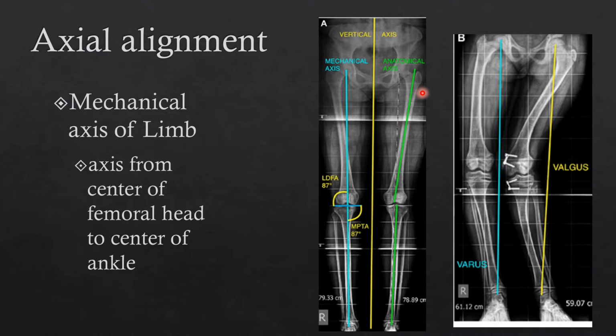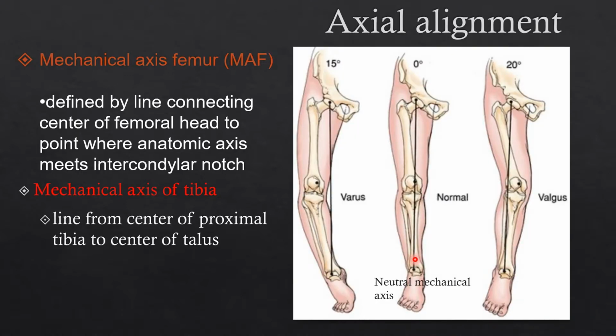The anatomical femoral axis is the line drawn along the femoral medullary canal, and the anatomical tibial axis is the line drawn along the medullary canal of the tibia. The amount of deformity, either varus or valgus, is measured by drawing the mechanical axis of the femur from the center of the femoral head to the intercondylar notch, and the mechanical axis of the tibia from the center of the proximal tibia to the talus. The angle between the two indicates the amount of the deformity.